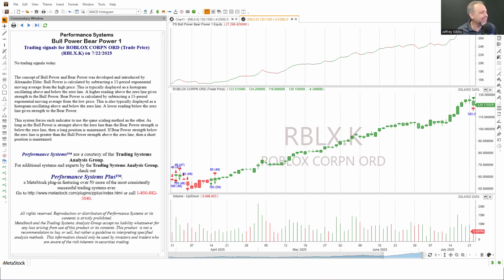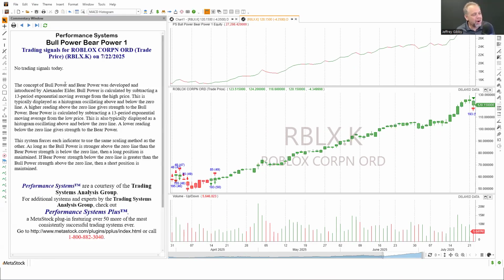Oh, wow, I didn't rehearse this. The concept of bull power and bear power was developed by Alexander Elder, who I mentioned already. Bull power is calculated by subtracting the 13-period exponential moving average from the high. This is typically displayed as a histogram. It tells you what the indicator is and how it's calculated. I'm not going to read it all, since I'm running out of time. The system forces each indicator to use the same scaling method as the other.